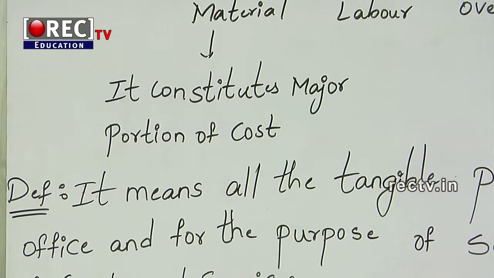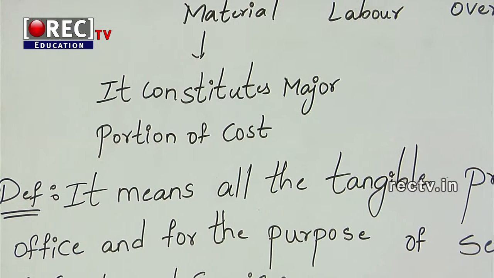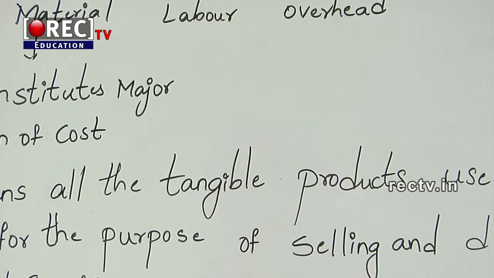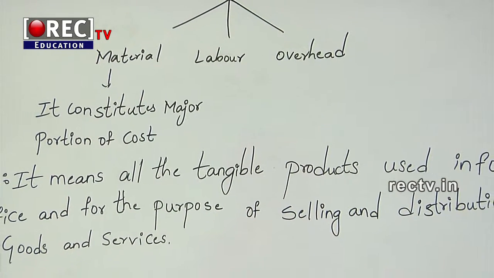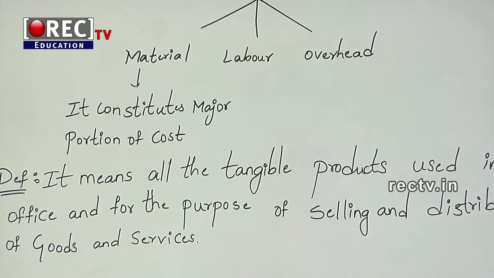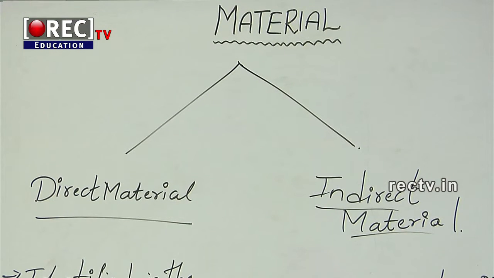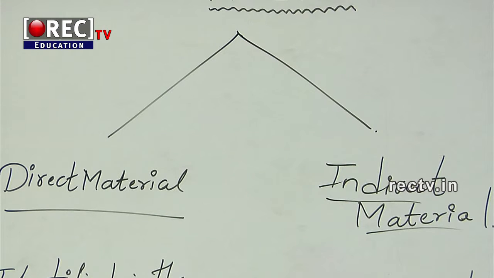Material means all the tangible products used in factory, office and for the purpose of selling and distribution of goods and services. Material is of two types. One is direct material and another one is indirect material.